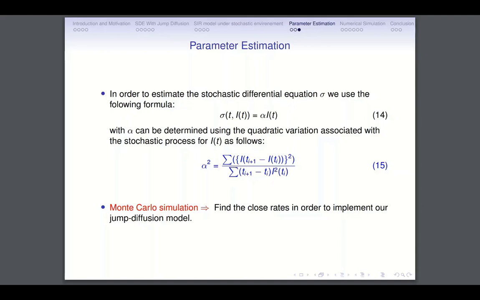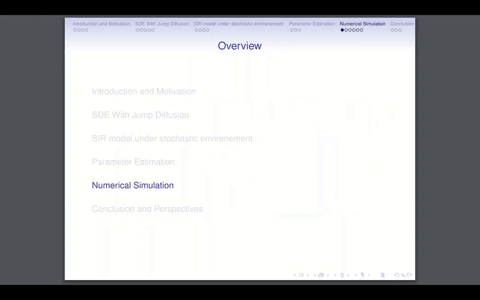So here, after finding the three parameters, gamma, beta and sigma, where sigma is equal to alpha multiplied by I, we can solve our stochastic differential equation easily, and then we can have the numerical simulations.